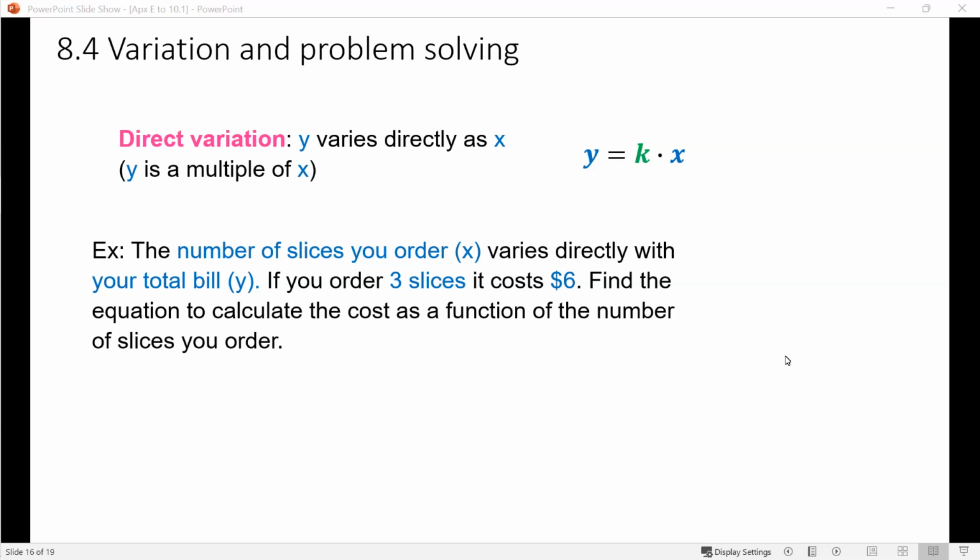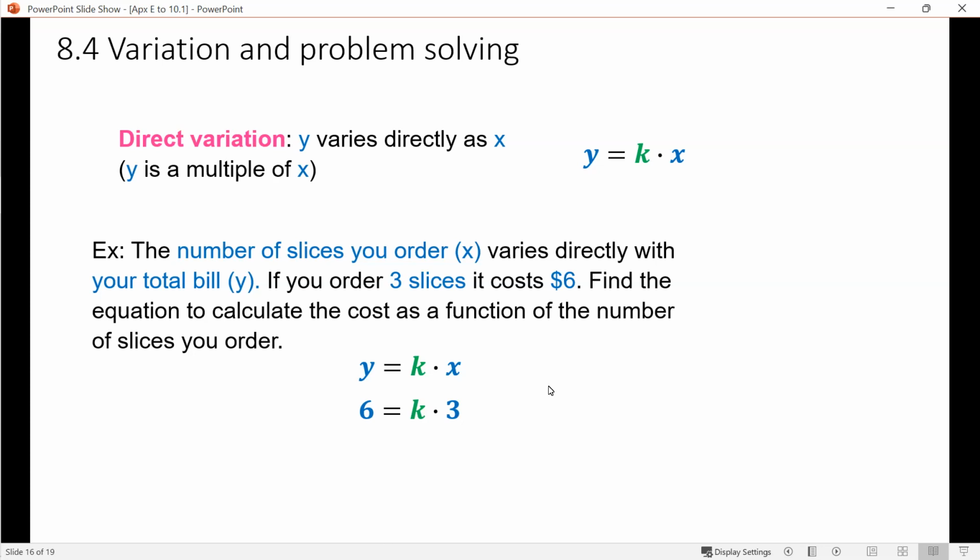Okay, we know that this is direct variation because you know that the more slices you order, the more you're going to have to pay, right? But it also tells us these 2 quantities vary directly. So we know the equation we're going to have to use is going to be y equals k times x. We're going to plug in our initial conditions first to determine what our constant of variation is. Okay, so we know that when y is 6, x is 3.